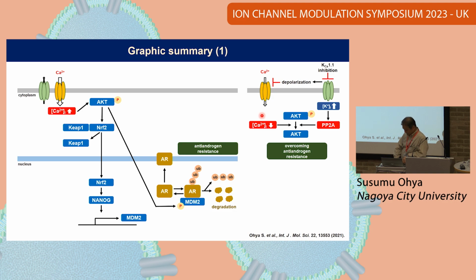Cancer stemness induced the activation of AKT signaling, which trans-activated MDM2 and the phosphorylation of MDM2. They induced the promotion of the ubiquitination of the androgen receptor, resulting in the resistance to anti-androgens. And KCa1.1 inhibition induced the inactivation of the AKT signaling. I will show the data later. So anyway, KCa1.1 inhibition overcame resistance to anti-androgens.